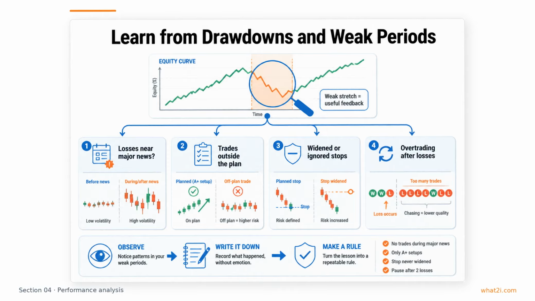The point is not to treat every losing stretch as proof of failure. The point is to investigate whether a specific rule, condition, or behavior is repeatedly involved. Weak periods often show exactly where discipline and risk control need reinforcement.